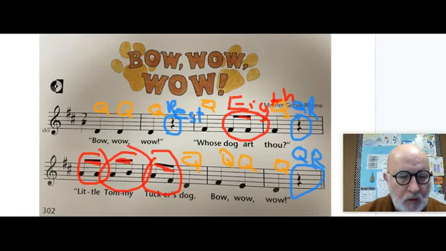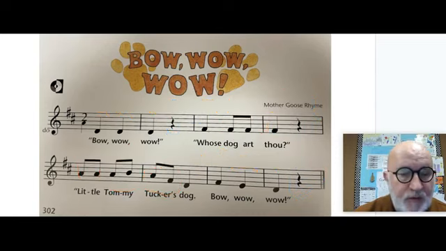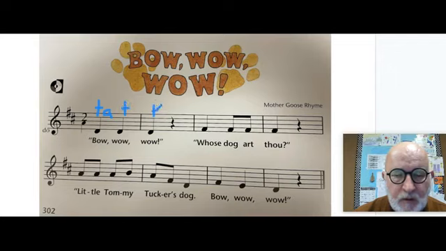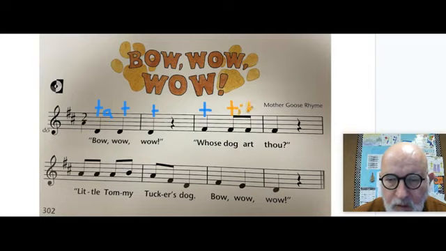Now, what do we say for the quarter note? We say ta. Ta, and I'll abbreviate ta. And what do we say for the quarter rest? Nothing. Shh. We don't even say shh. It's just ta, ta, ta, ta. What do we say for the two eighth notes? We say ti, ti. Ta, ta, ta, ta, ti, ti, ta. And we know that that's mi, so we're going to sing it on that pitch.